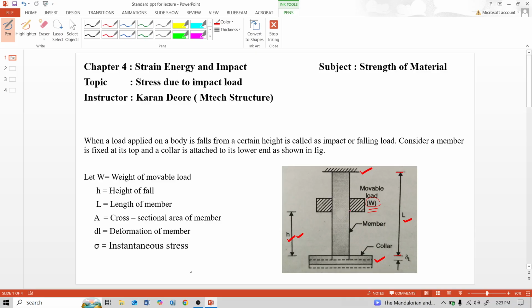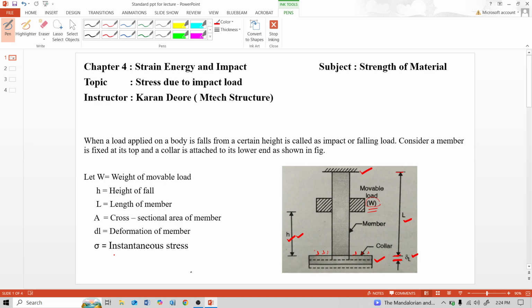Delta L is the deformation. Due to this load falling from height H onto this collar, the collar deforms due to this impact load. Impact acts on this collar, and due to this impact the collar changes its shape, and the change in shape is delta L. Sigma is the instantaneous stress. So our problem statement is to find stress due to impact load. We will see this derivation step by step. This impact load is a short-interval-of-time load variation.